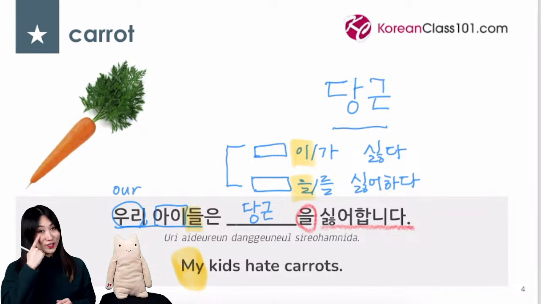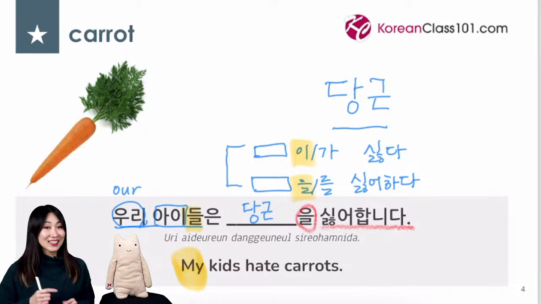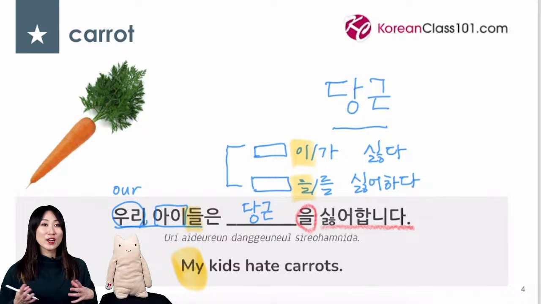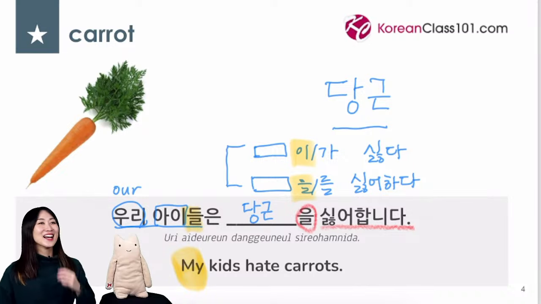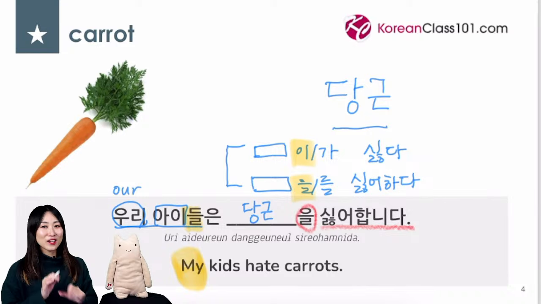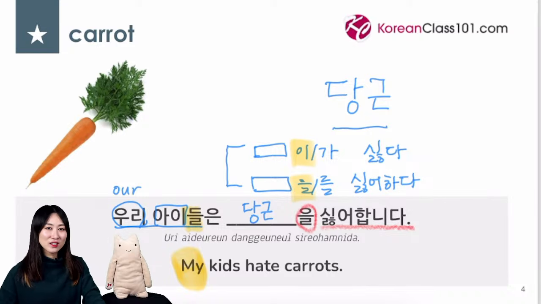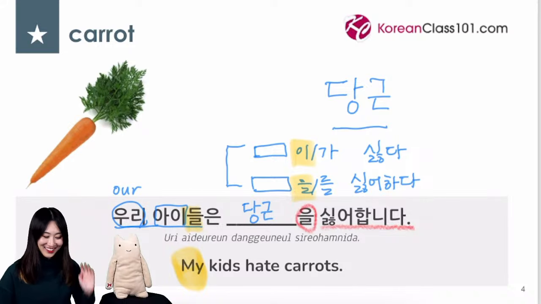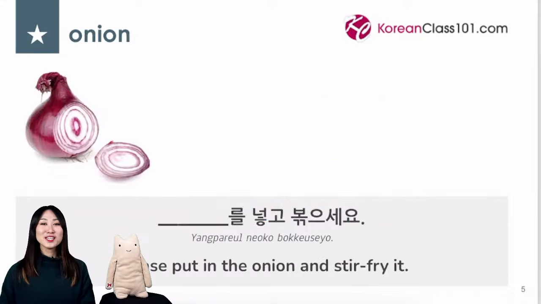당근은 눈에 좋아요. So carrots are good for eyes. Yes, quite exactly. Another way to say hate or don't like is 안 좋아해요. 당근을 안 좋아해요. I should stop saying this sentence because I like carrots. This is not a fact. Not true. Not correct. Okay, so let's move on.